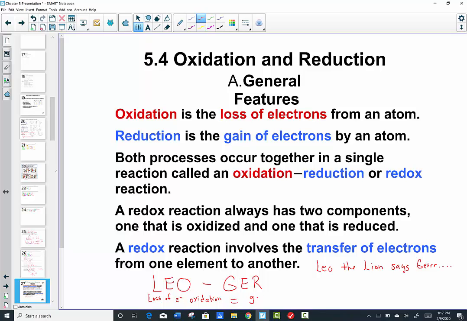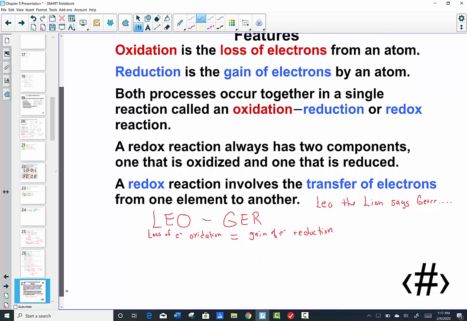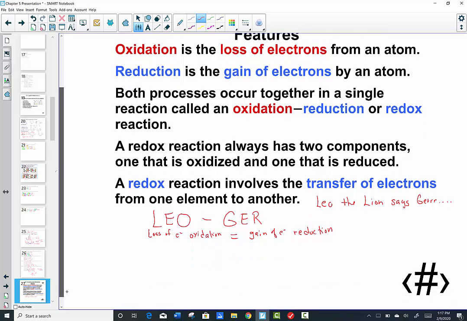The gain of electrons is reduction. That's a little helpful sentence to let me remember those two definitions. Leo the lion says, grrr, LEO, loss of electrons, oxidation. When you lose electrons, we remember that you become more positive on the number line. And when you gain electrons, you remember that you become more negative on the number line.